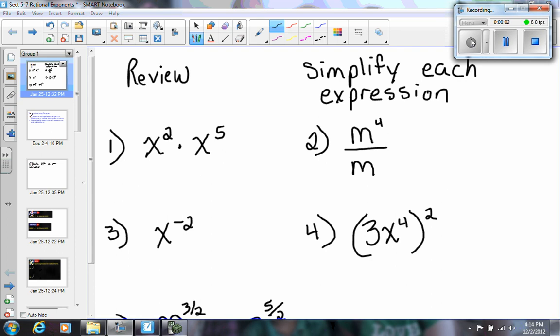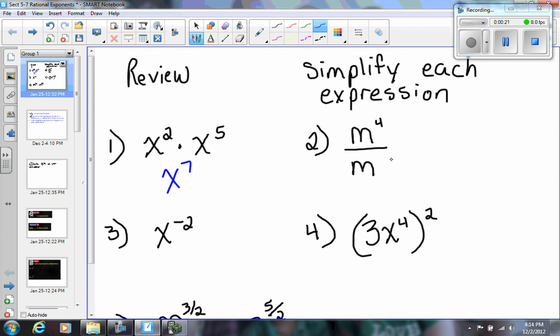All right, I want to start off today with a little bit of review of our exponent rules because this will help us on our lesson for today. So remember that when you are multiplying something like x squared times x to the fifth, when the bases are the same and you're multiplying, you add the exponents. So we get x to the seventh power.